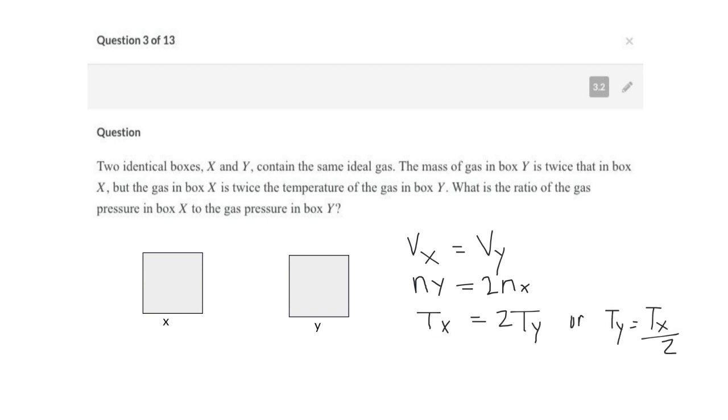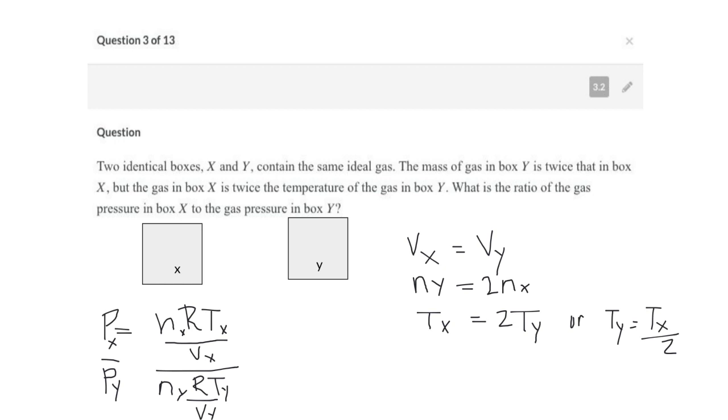So what we've got here are just some equations describing what information the question has given us. So let's have a look at the pressure relationship, because it's asking us about the ratio of pressures. The equation we're using is PV equals nRT. If we make P the subject of the equation, we're left with nRT over V. Now we want the ratio of the two pressures, Px over Py. So we're going to use the relationship nRT over V for X, and nRT over V for Y.